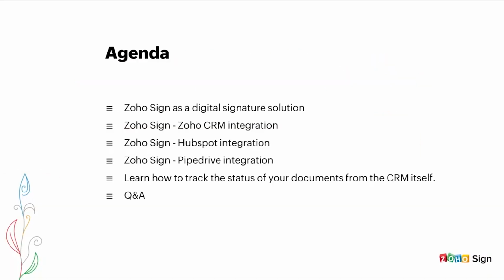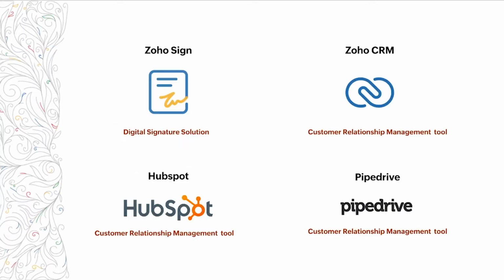Before we dive into the webinar, let's take a quick look at the agenda. First, we start with looking at how Zoho Sign acts as an ideal digital signature solution for your business. Following which, we shall explore Zoho Sign's extensions to Zoho CRM, HubSpot, and Pipedrive, respectively. We will also be looking at how to track the status of your documents from within a CRM tool and end today's webinar with a questions and answer segment to address any unanswered questions. We also have a couple of polls lined up just to understand where you stand with these integrations.